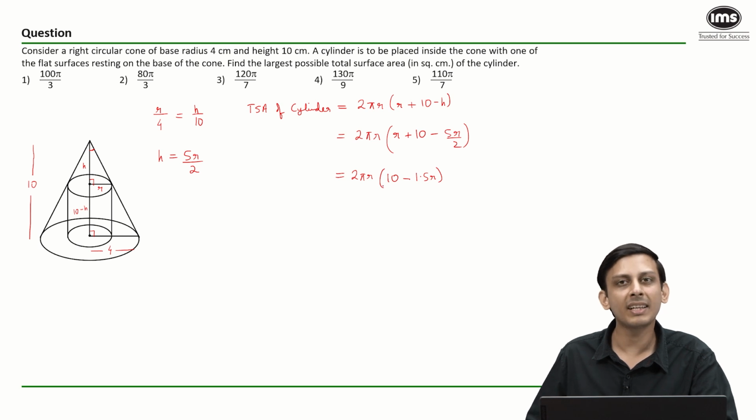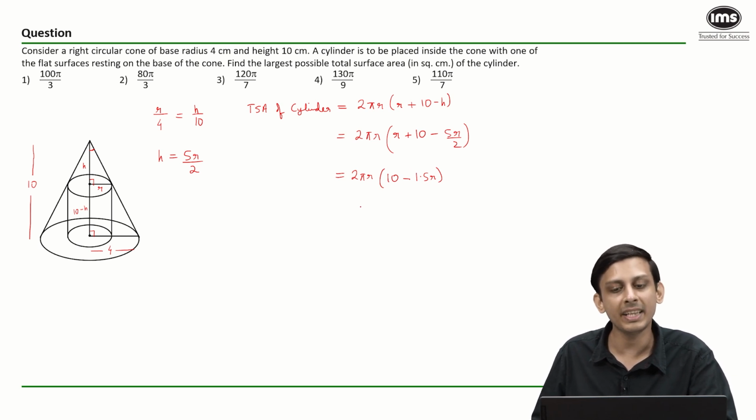So let us try to make the sum constant. 2 pi is anyway fixed. Let us make the sum of r and 10 minus 1.5r constant so that we can maximize the product when they become equal. So what we can do is multiply and divide this r by 1.5. Okay, so we will have 2 pi by 1.5 and we will multiply r with 1.5. So 1.5 will cancel off. We will not be changing the value.